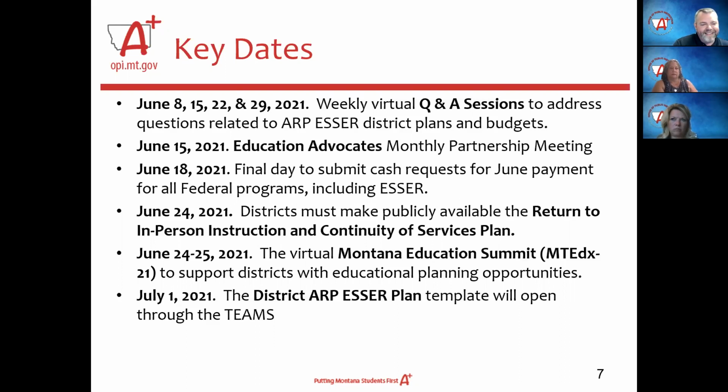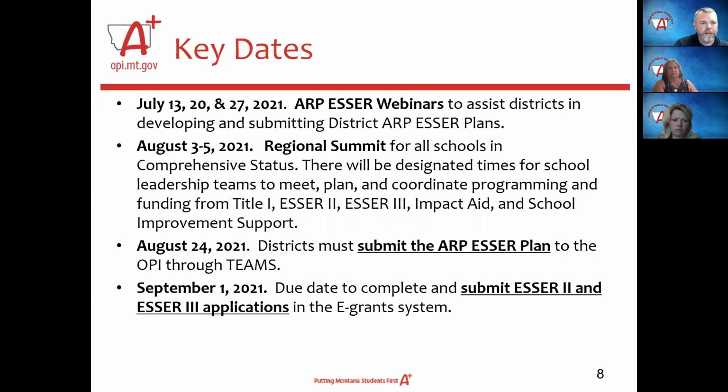Finally, for this slide, July 1st, 2021, OPI will be making available to you a district ARP ESSER plan template. It's going to be really important that you follow the OPI template because it will be the only template that is actually going to be accepted for your ARP ESSER plan. The reason for that is there's some really specific information that the Department of Ed is asking for, and we want to make sure that that's collected uniformly. But don't fear, that's on the way. We're working on it right now, and we'll have that available to you by the 1st of July.